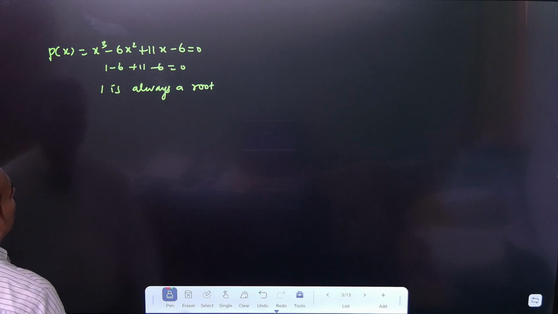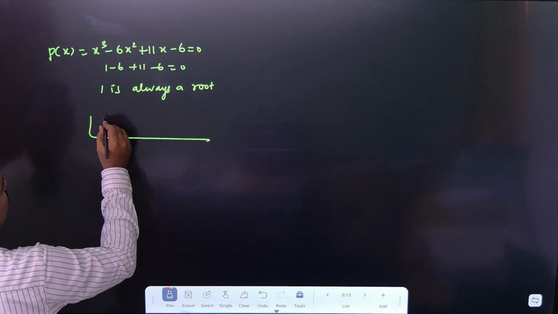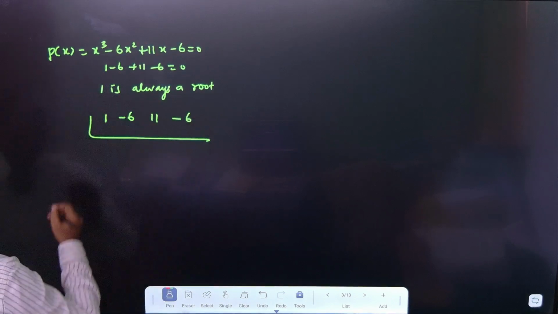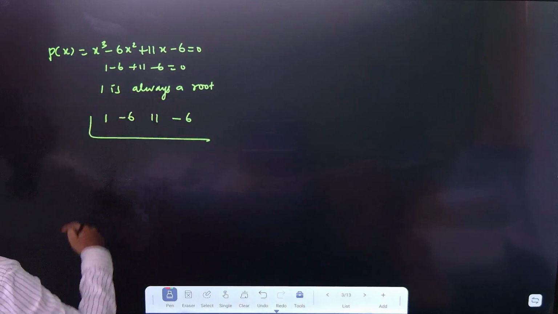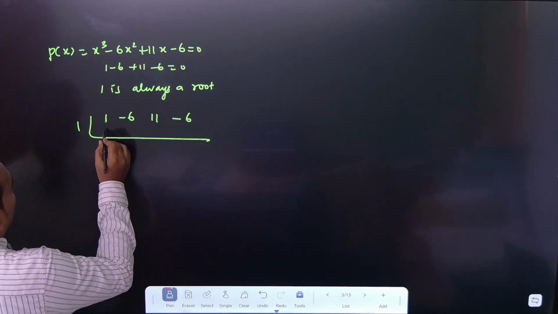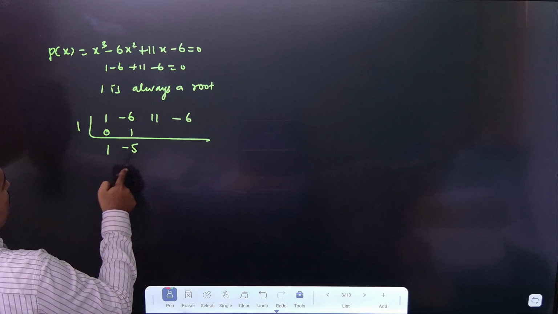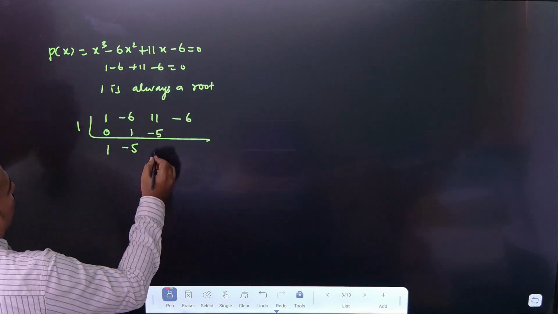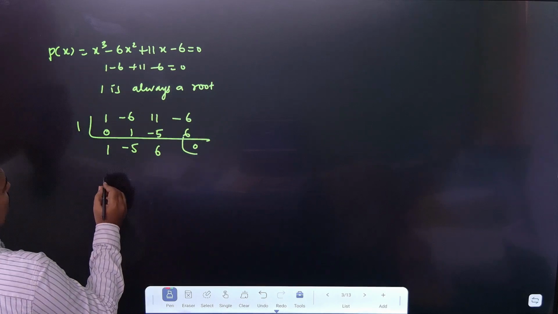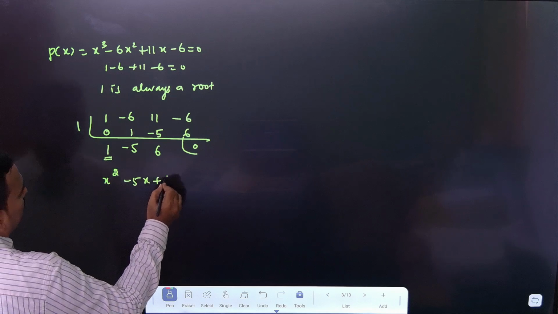Using the long division, you can write the coefficients here. Cubic polynomial coefficients you can write 1, minus 6, 11, minus 6. Just now we got it: 1 is the root, because the sum of the coefficients is 0 means 1 is always a root. You take 1 here, fix 0, use synthetic division: 1 into 1, it is 1, minus 5, minus 5 into 1, minus 5, this is 6, 6 into 1 is plus 6, it is 0. Therefore, this is your x square coefficient, this is minus 5x plus 6.